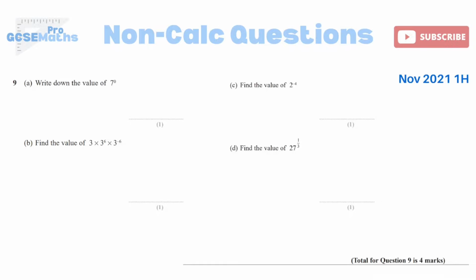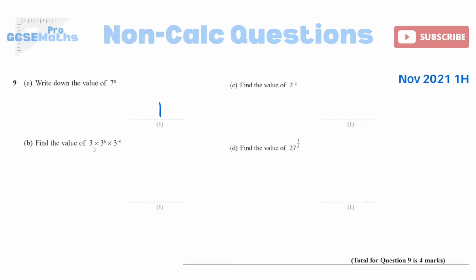So now looking at index laws and negative and fractional indices. This one comes up a lot. Write down the value of 7 to the power of 0. So not necessarily 7, just any number, sometimes a letter to the power of 0. It's always 1. You just have to memorize that. Anything to the power of 0 is 1.